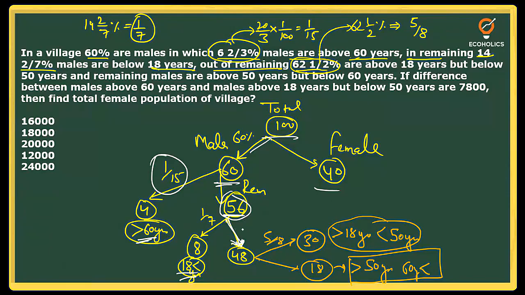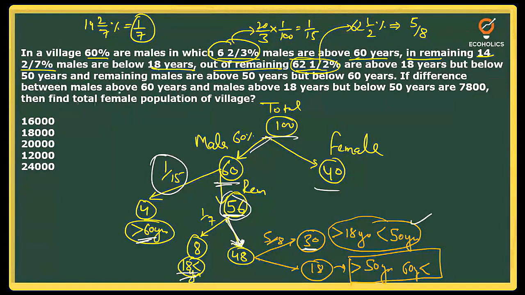So this will be how much? Sorry, 62 1/2%. So 5/8 of this will be 30. So these 30 are greater than 18 but less than 50. Now remaining 18. These are greater than 50 but less than 60 years. Now you got this one.